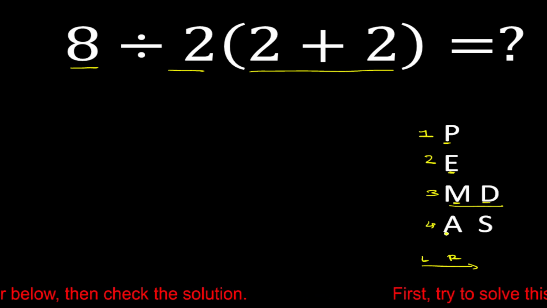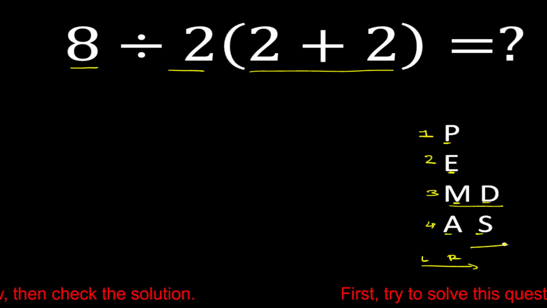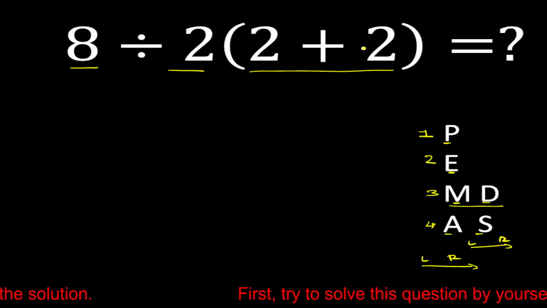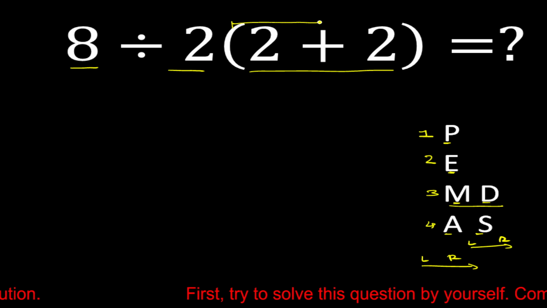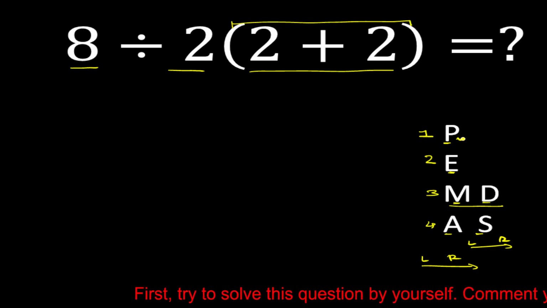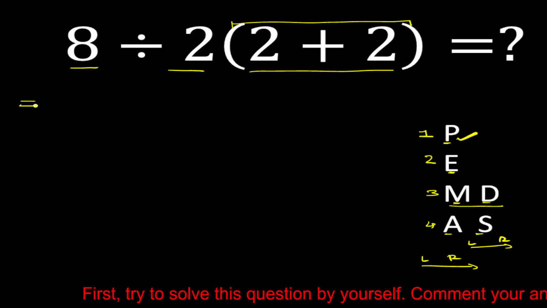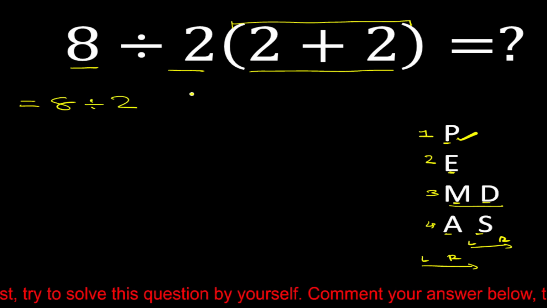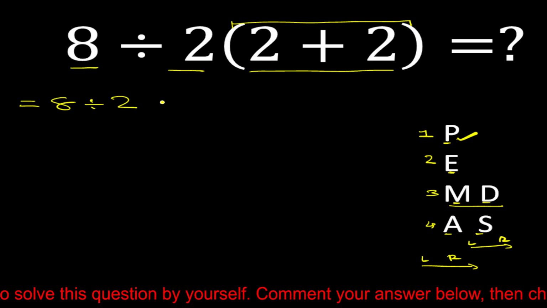Then fourth and last priority is addition and subtraction, also both have equal priority, so we have to solve it from left to right. So in this question, first we have to solve this parenthesis, okay? According to the rule, first priority is parentheses. So, 8 ÷ 2(2 + 2). Now solve this parenthesis. 2 + 2 is equal to 4.